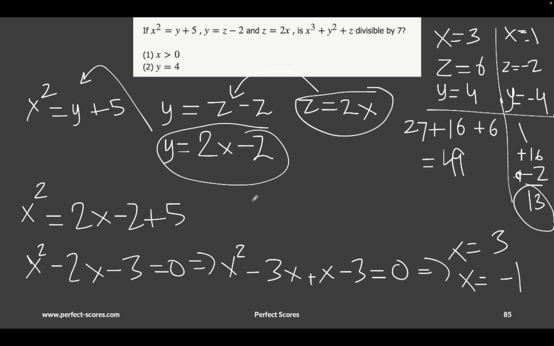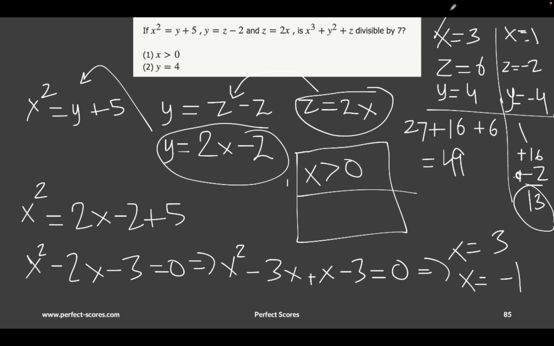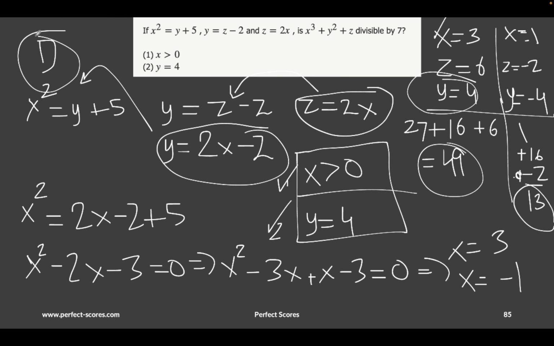So let's now see the question stem, which should be a pretty easy exercise. Statement 1 here says x greater than 0. Well, x is greater than 0 only in this case, which will make it divisible by 7, so that is sufficient. Statement 2 here says y has to be equal to 4, which again makes this particular case true. That makes it divisible by 7, so this statement is also sufficient. Hence D is the answer. That means either statement is sufficient to answer the question.